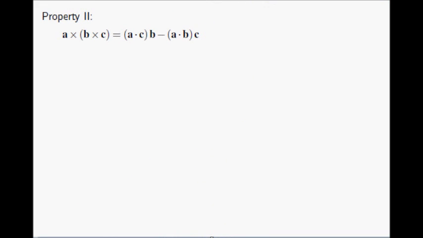Now let's take a look at the second property here. First of all, if the vectors B and C are scalar multiples of each other, in other words, if they're pointing in the same or perfectly opposite direction, the left hand side is going to be the 0 vector, and substituting C with this k times B, the scalar multiple of B, we get the right hand side 0 as well.